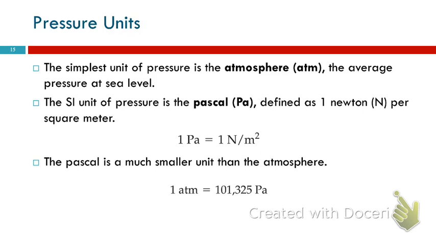The SI unit is a Pascal, which is a Newton per meter squared. Newton is a unit of force. Square meter is area. So this unit of pressure is a force divided by an area. We're not going to use that one much, if at all.